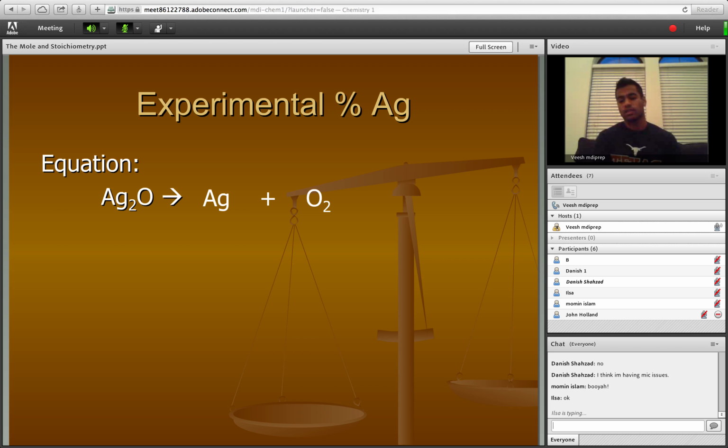So in order to balance it, you would have to put a coefficient of 2 in front of the Ag2O and make it 4Ag. So that balances the formula. That's the first step. Yep, perfect. I didn't even ask you, but yeah, that's right.